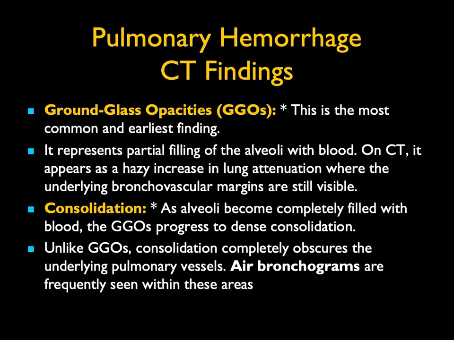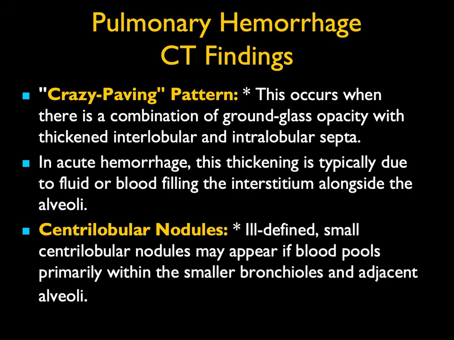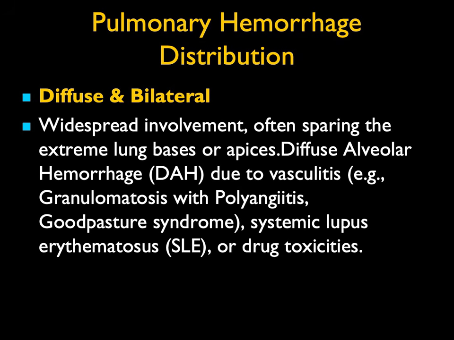In this case, air bronchograms are commonly seen. There's a number of findings that people describe, the so-called crazy paving pattern. We also talk about centrilobular nodules. So there are many things you can see in pulmonary hemorrhage. One thing, it's diffuse and bilateral. Again, differential diagnosis, infection, other things like drug toxicities are things that could be considered as well.